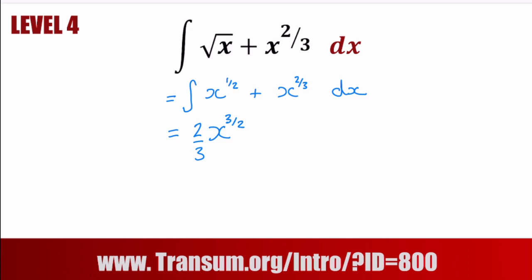So when you multiply 3 over 2 by 2/3, you get 1, which is the coefficient of root x that I'm looking for. Okay, the next term, let's increase this by 1. 2/3 increased by 1 is 5/3, and then I don't want that to come out as a coefficient. And then let's not forget the constant of integration. And that's what you get when you differentiate that expression. Have a go at level 4, come back here for level 5.